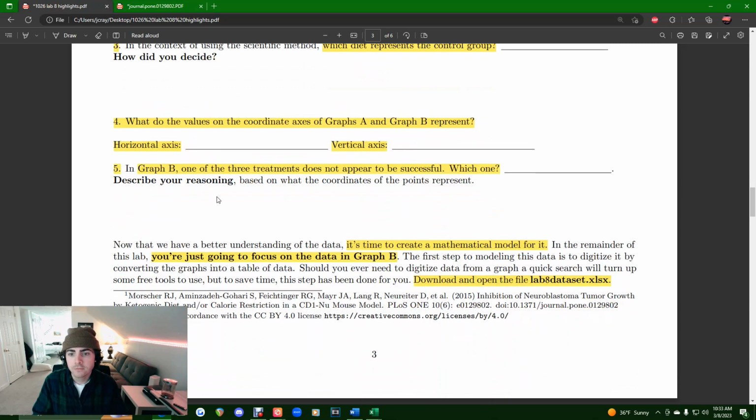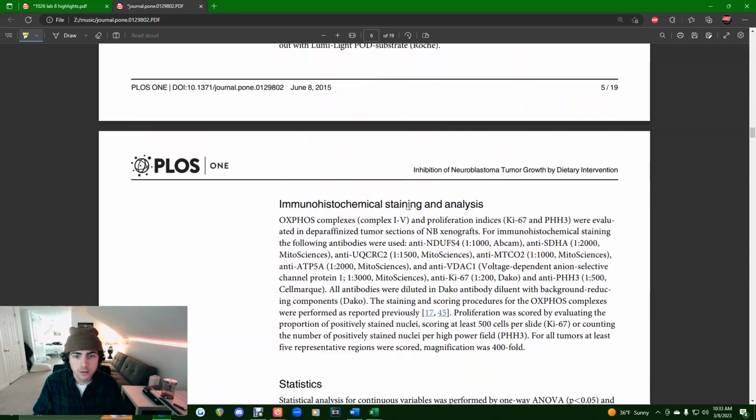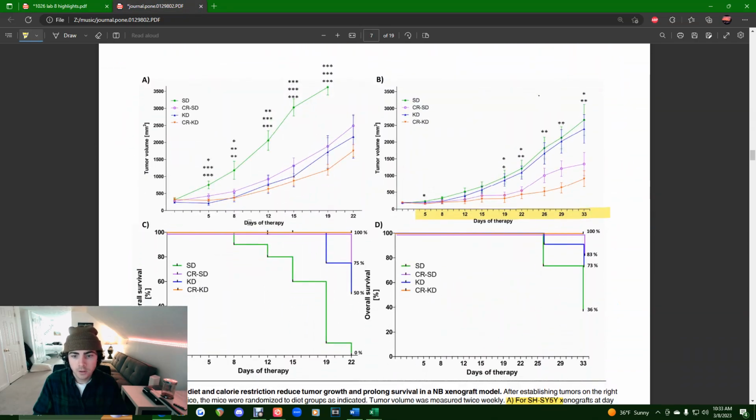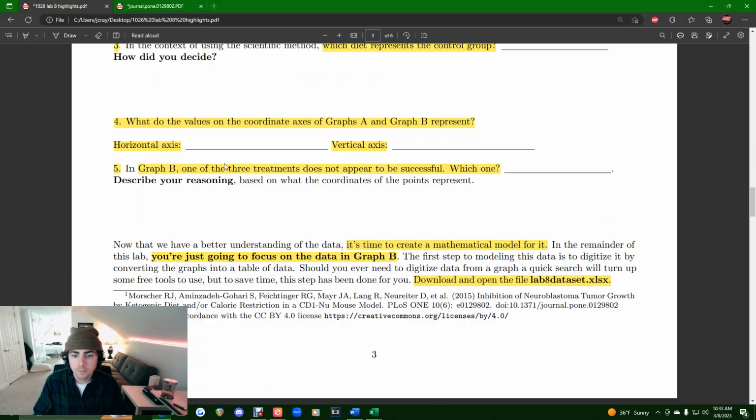Okay. Number 4, what do the values on the coordinate axes of A and B represent? We kind of looked at that already. Again, the x-axis is days of therapy. The y-axis is the tumor volume in millimeters cubed, so cubic millimeters for both graphs, right?